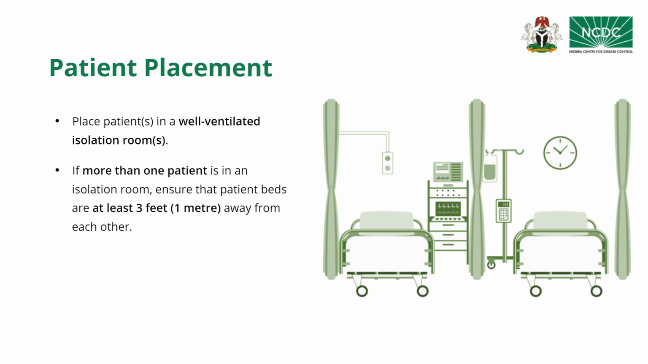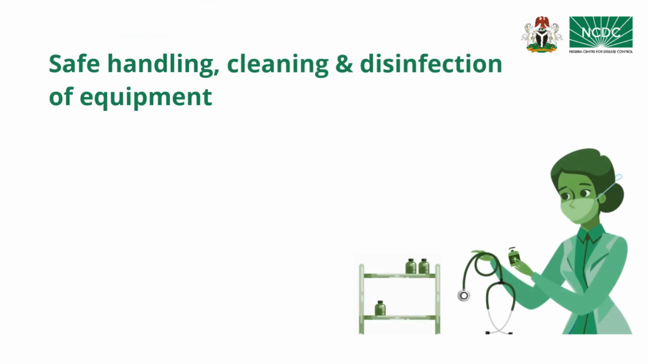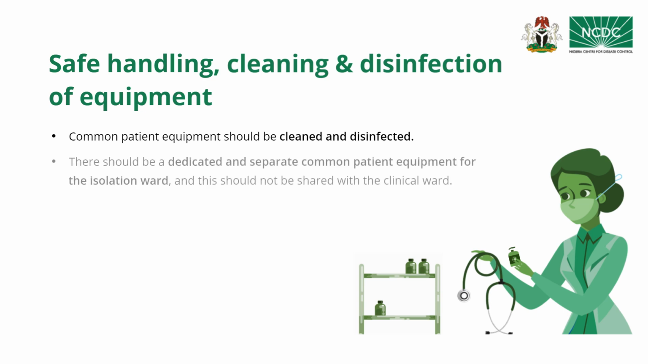If more than one patient is to be placed in an isolation room, ensure that patient beds are at least 3 feet or 1 meter away from each other. All equipment to be used in the isolation room needs to be safely handled. Common patient equipment should be cleaned and disinfected. If possible, there should be a dedicated and separate common patient equipment for the isolation ward, and this should not be shared with the clinical ward.